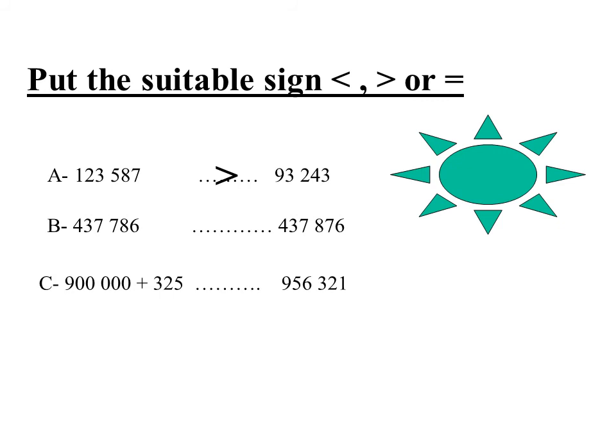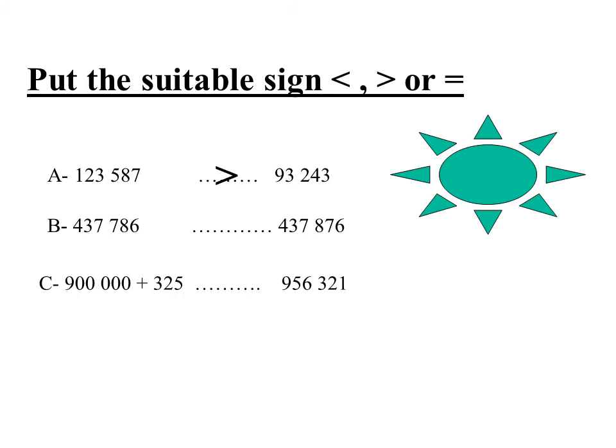Number B. There are another 2 numbers. First, we have to count the digits. Each number has 6 digits, so we will go to the next step. We will compare the greatest place, which is from the left hand. The greatest place here is 100,000. Now we have 4 in the first number in the 100,000 place and 4 also in the second number.